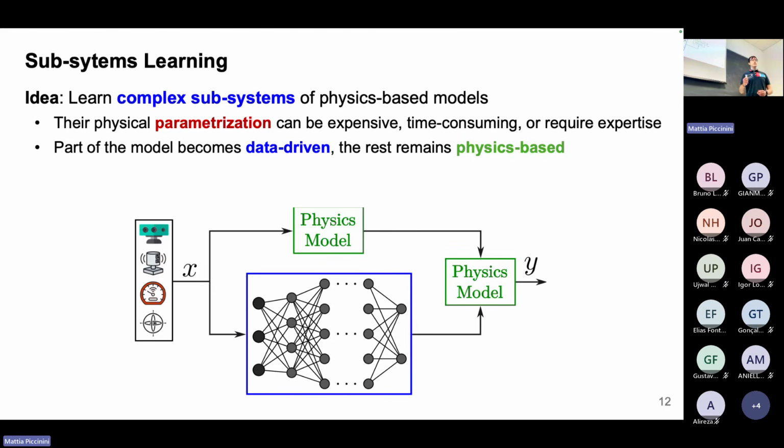Indeed, so this part of the system remains then data-driven, okay? The neural part is data-driven now. The rest of the system remains physics-based, interpretable, debuggable, whatever, okay?